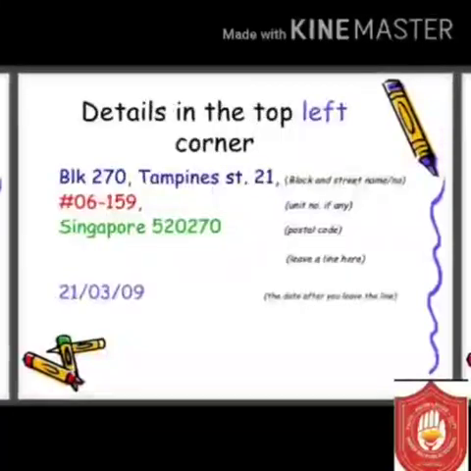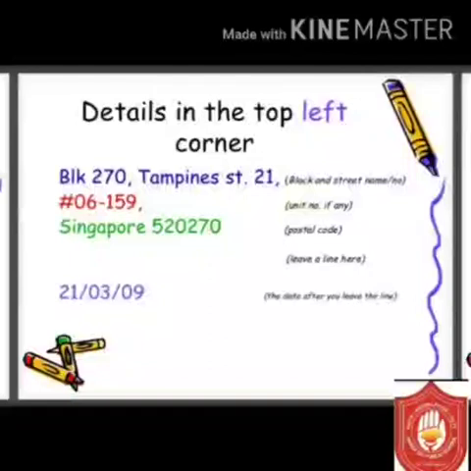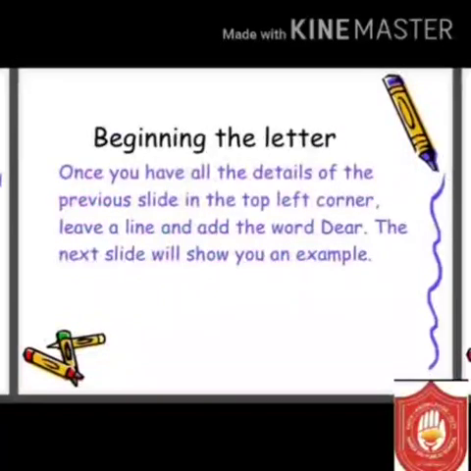First, you begin with your address. The address can be written in a maximum of 2 to 3 lines. After that, you need to leave a line and put the date. The date can be written in any format.